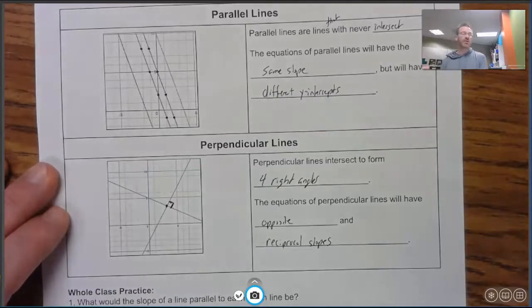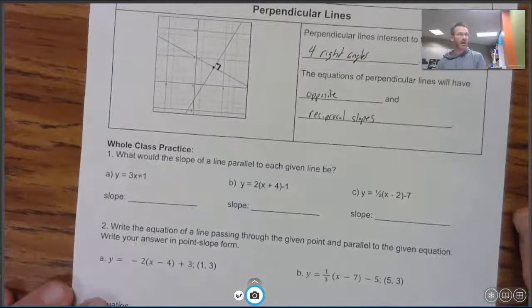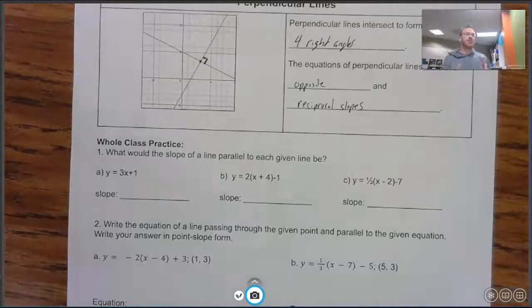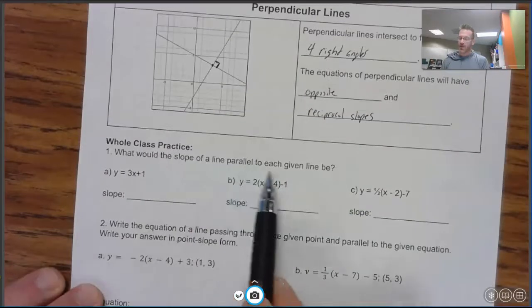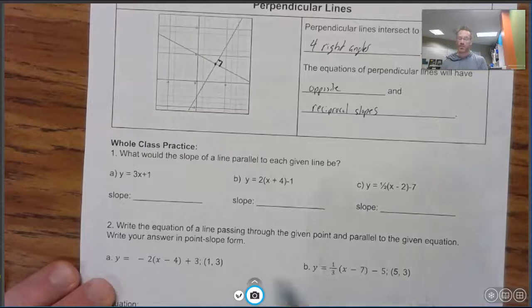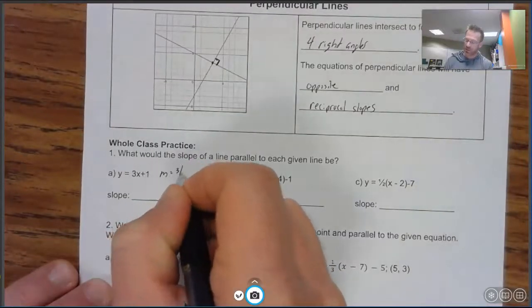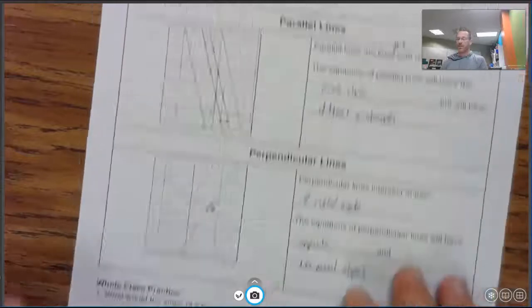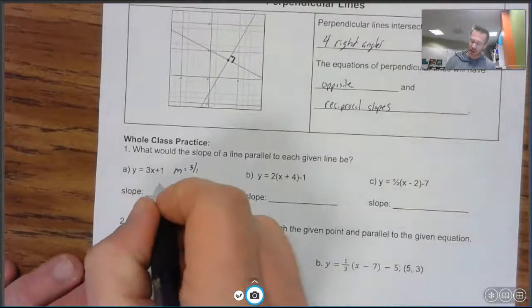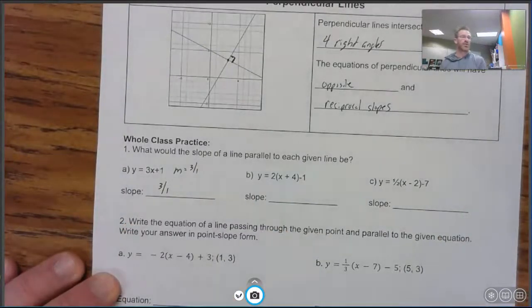Now how are we going to use this information? Well, we're going to write equations of lines that would be parallel to a given line or perpendicular to a given line. So let's drop down to number 1 here. What we want to do is learn to recognize pieces, which I think for most of you, you're getting very good at this. So what would the slope of a line parallel to each given line be? When I look at this equation, I have to know what the slope is. Well, the slope of this line is 3 to 1. So if I want my line to be parallel, I need the exact same slope. So I would want my slope for my parallel line to also be 3 to 1.